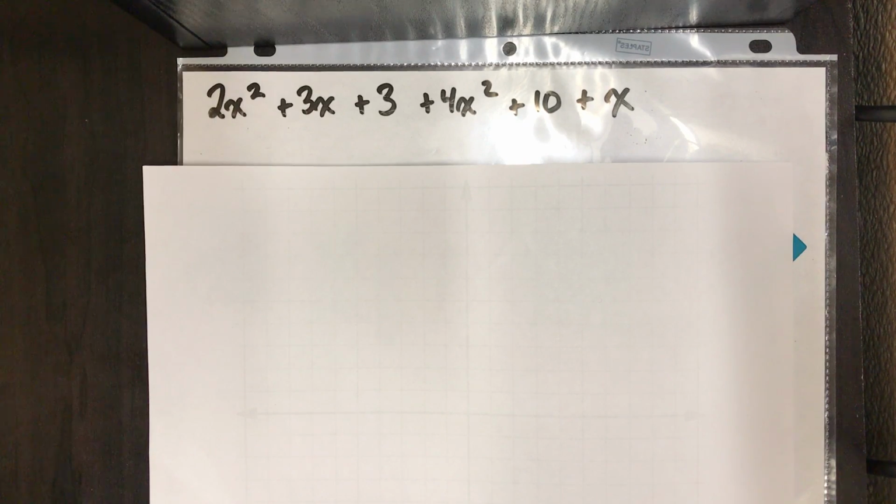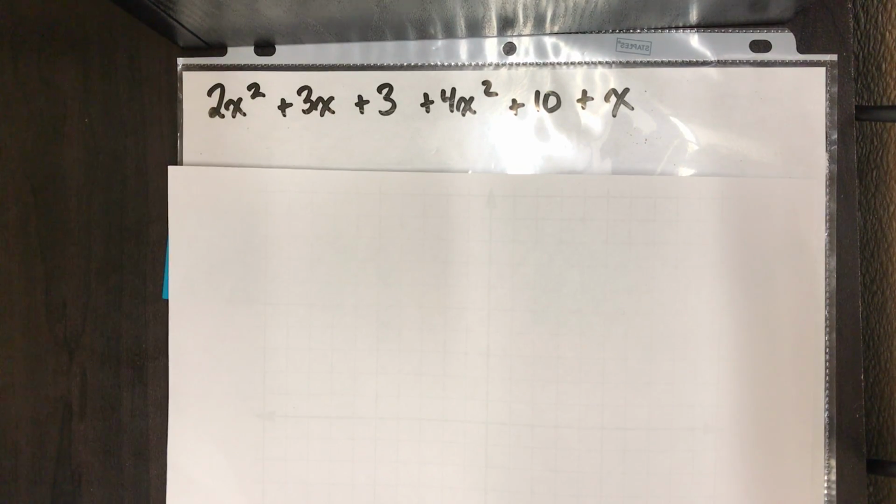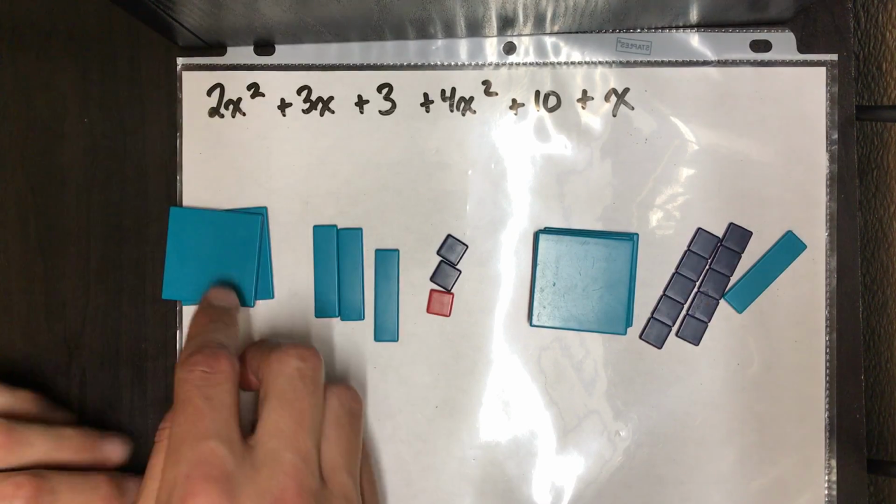Now before I toss in my algebra tiles, I want to visualize what each of these terms is going to look like. So I need 2x squared, I need 3x terms, I need 3 ones, I need 4x squared, I need 10 ones, and I need 1x term. So visualize that maybe for a second and then dive into your pile of terms and visuals.